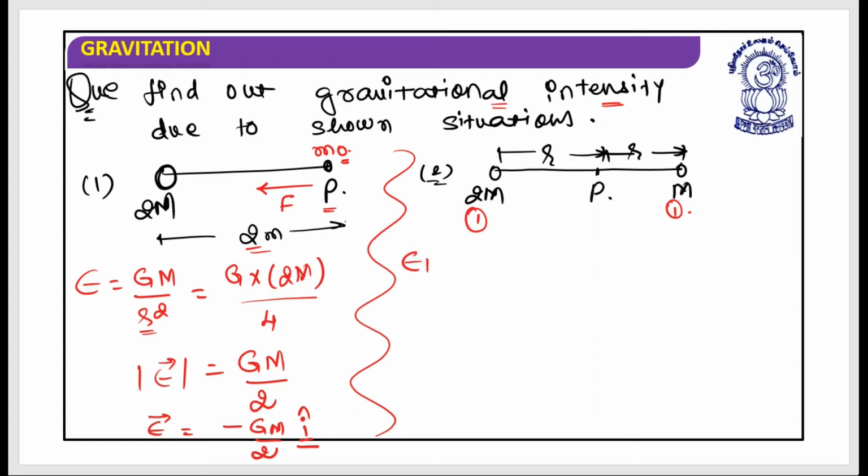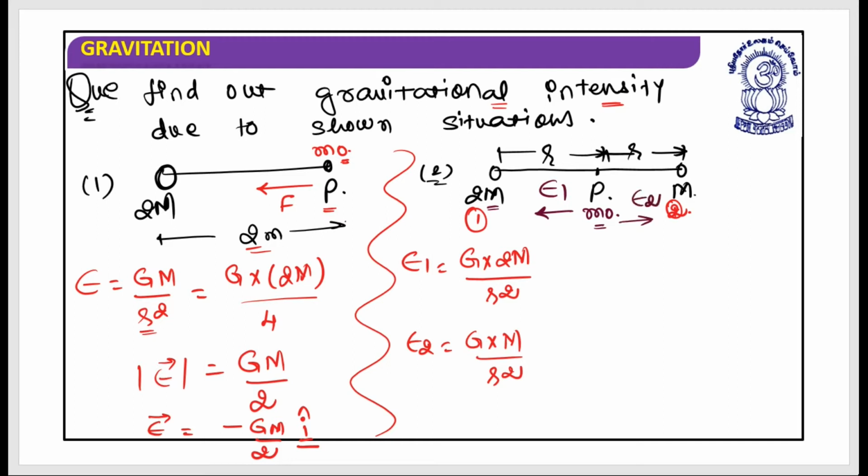So E1 would be equal to G multiplied by 2m divided by r square. This is first, this is second. What about E2? This is equal to G multiplied by m divided by r square. Now let's find out the direction and we will have more clarity. So when I write 2m, put m naught over here. This m naught will be attracted by this 2m, so this is the direction of E1. Even this m naught will be attracted by this, so this is the direction of E2.